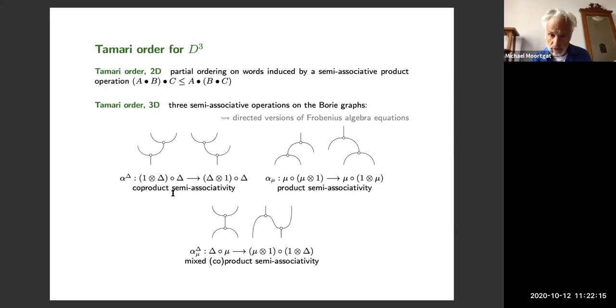It's one way, just the arrow goes one way, it's not a two-way arrow here. Then finally, there is going to be a mixed semi-associativity for the cases where the product and the co-product come in construction with each other. So if we have our co-product, our product, which immediately leads into a co-product node, the semi-associativity here says that we can, if you wish, push up the product node over the co-product.